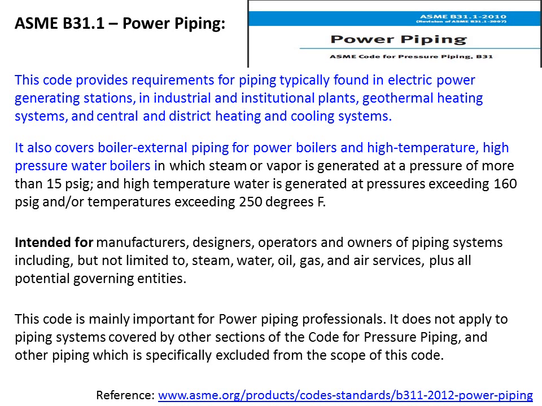This ASME B31.1 is basically intended for manufacturers, designers, operators, and owners of piping systems, including but not limited to steam, water, oil, gas, and air services, plus all potential governing entities. B31.1 is mainly important for power piping professionals. It does not apply to piping systems covered by other sections of the code for pressure piping and other piping which is specifically excluded from the scope of this code.